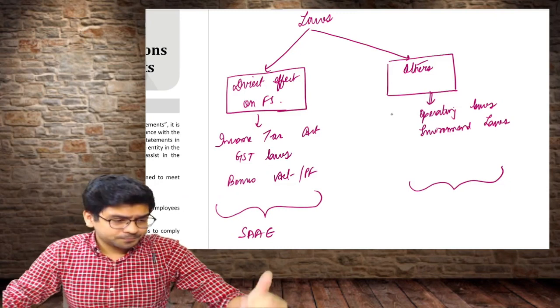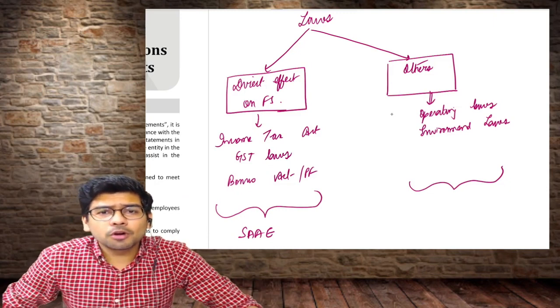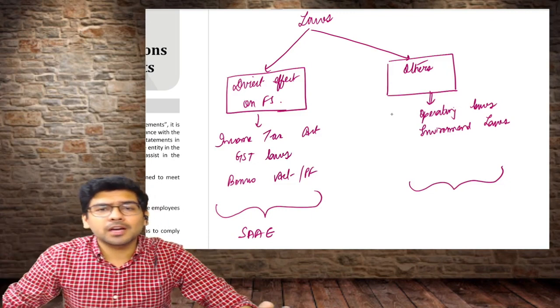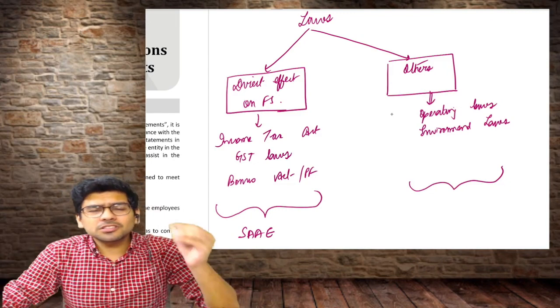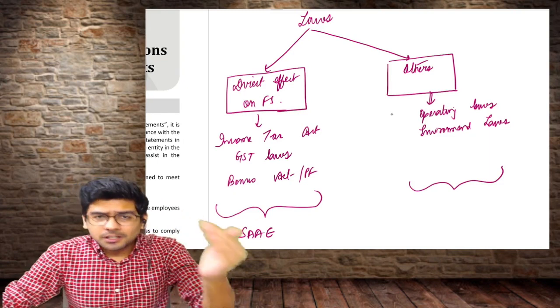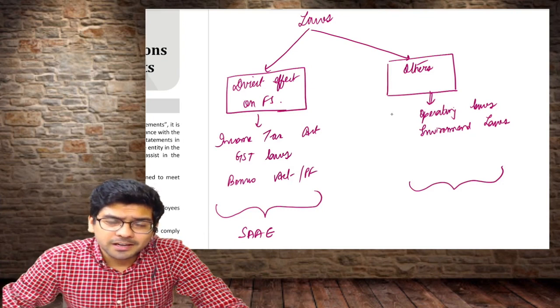But there are certain other laws which are not going to impact the financial statements. Let's say there is some law with respect to the Factories Act. We have 200 plus employees, so they have to maintain a canteen, let's say. So this is a law, the compliance of which has to be done, but it is not going to impact the financial statements directly.